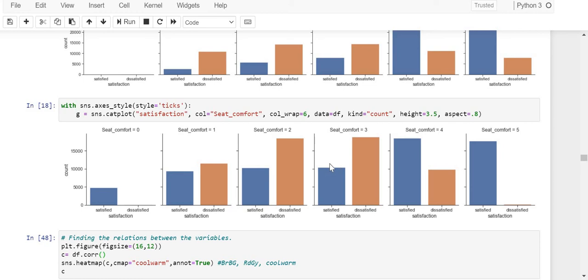The seat comfort. When we see seat comfort, the same thing, 4 and 5 are given by most of satisfied customers, whereas 3, 2, 1 is given by a lot of dissatisfied customers.